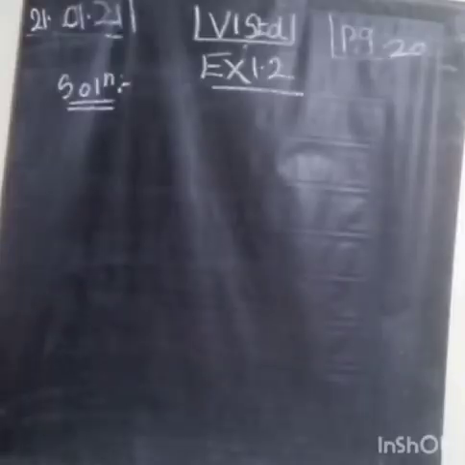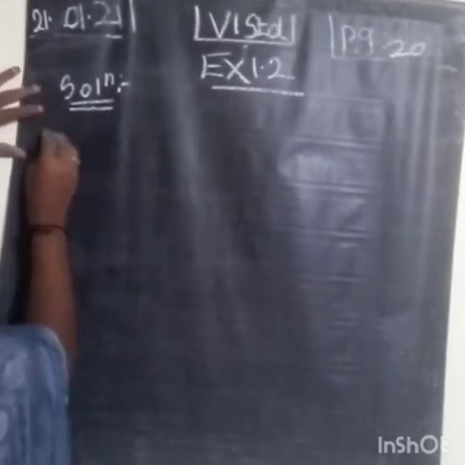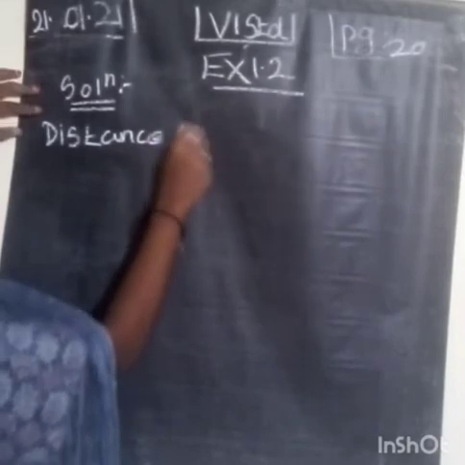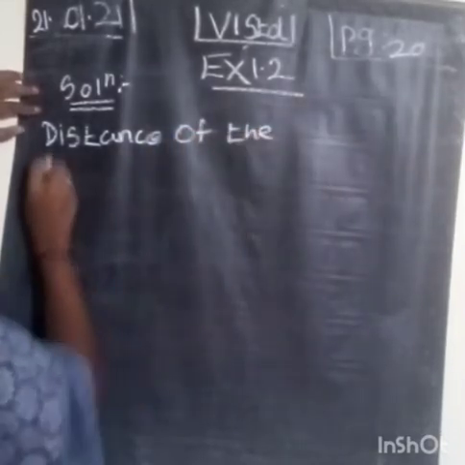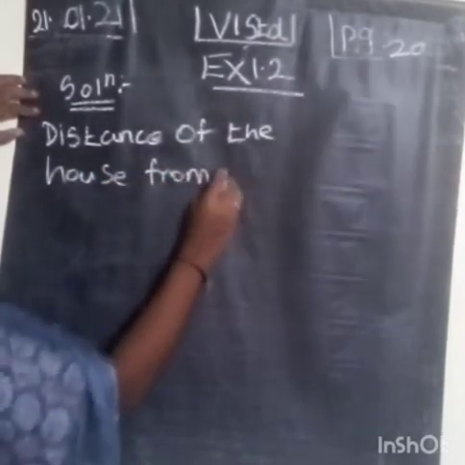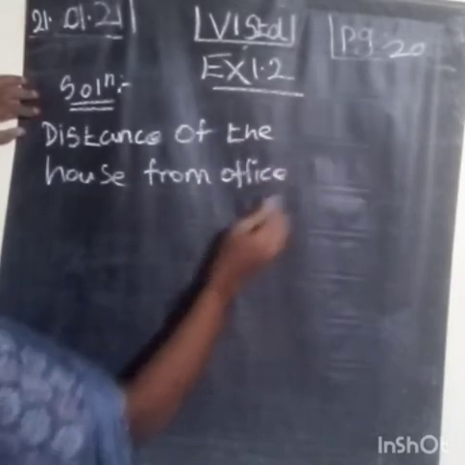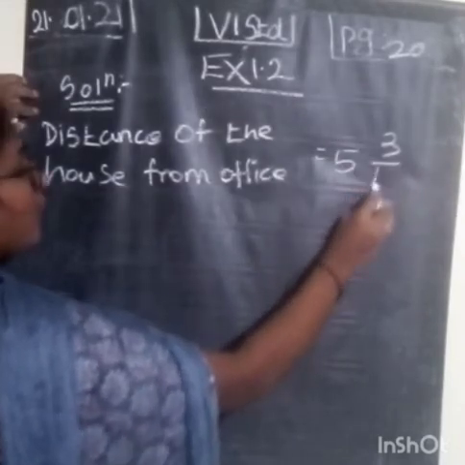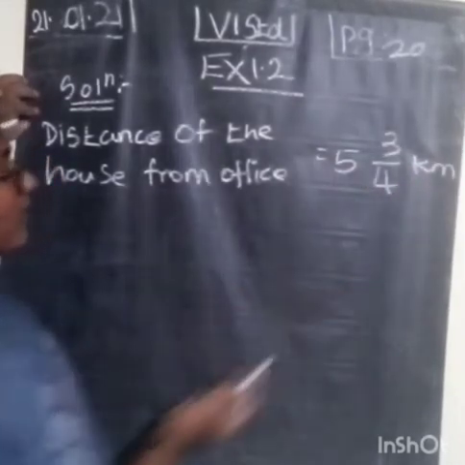Solution. In this word problem, they have given the distance of the house from the office and the distance he walked. The distance of the house from the office is 5 3/4 kilometers.